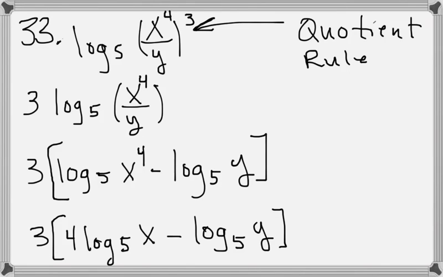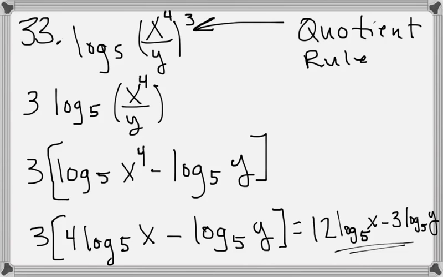Let's look at number 32. A lot of you wanted to talk about quotients. Okay? If we finish this one out, it would be 12 log base 5 of x minus 3 log base 5 of y. You're not doing 32? 33. So that would be your final answer for that one.